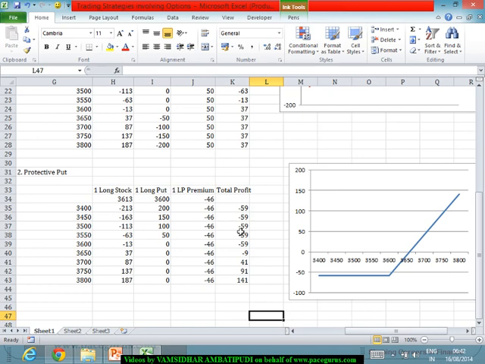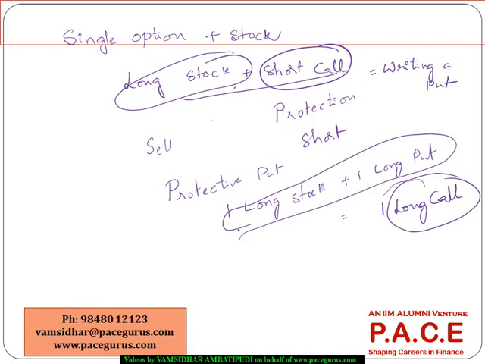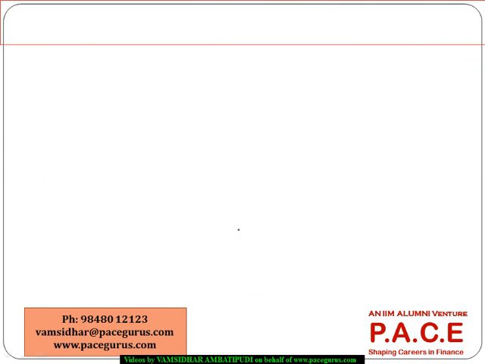All right, now we will slightly move on to strategies where at least two or more calls or two or more puts are involved. Initially we would focus on spread strategies where we talk about two or more options of the same type.